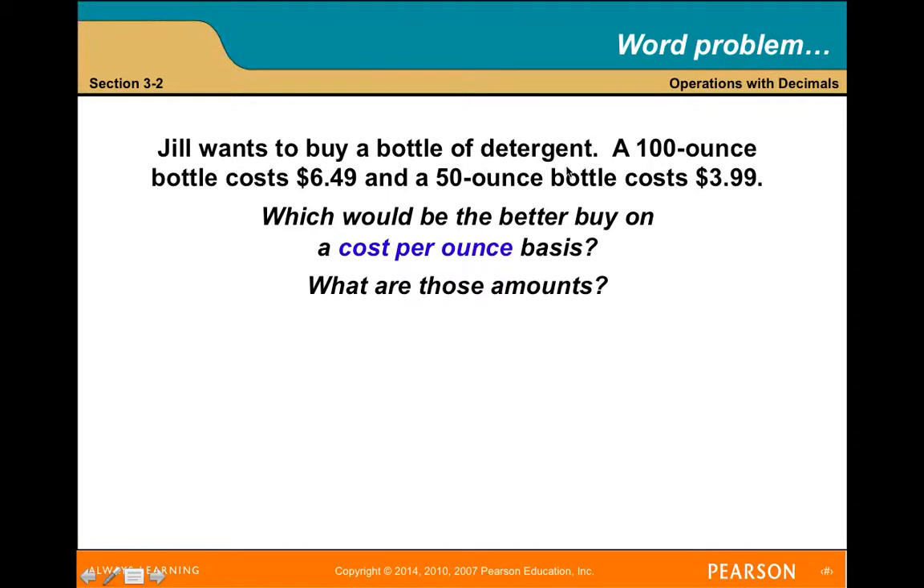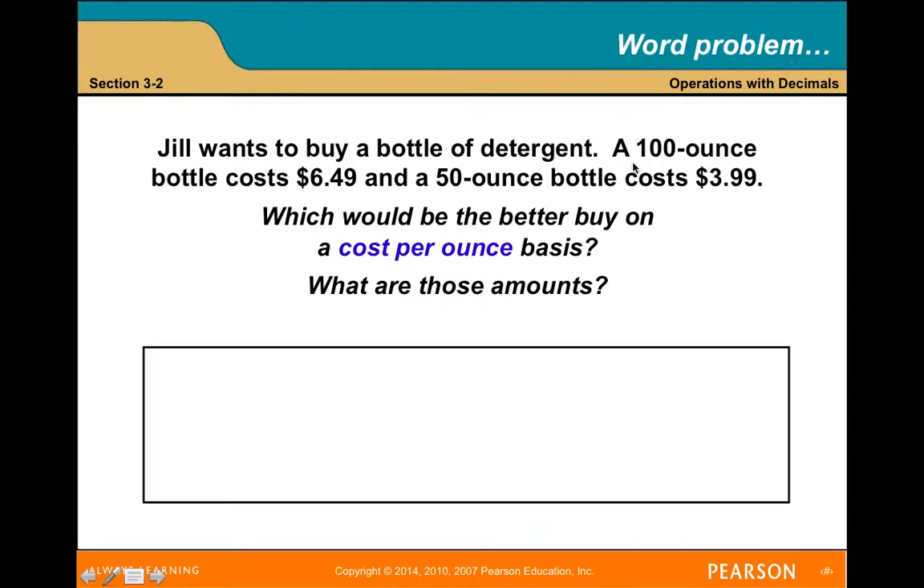Jill wants to buy a bottle of detergent. A 100-ounce bottle costs $6.49, and a 50-ounce bottle costs $3.99. Which would be the better buy on a cost per ounce basis?